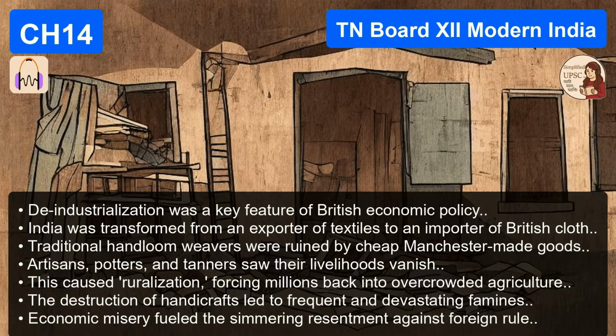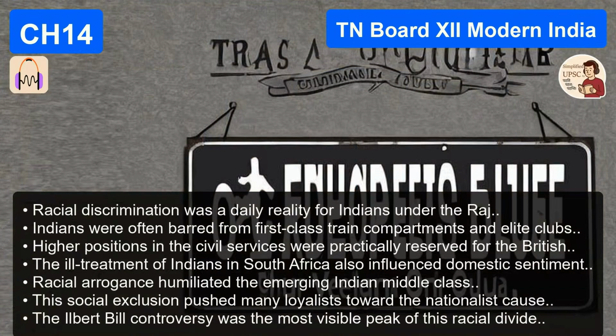It is deeply ironic. Hume is a complicated figure. The most popular theory, the one supported by many historians, is the safety valve theory. Explain that concept for us. Safety valve. Think of a pressure cooker. If the pressure inside builds up and there's nowhere for the steam to go, the whole thing eventually explodes, which is exactly what the revolt of 1857 was.